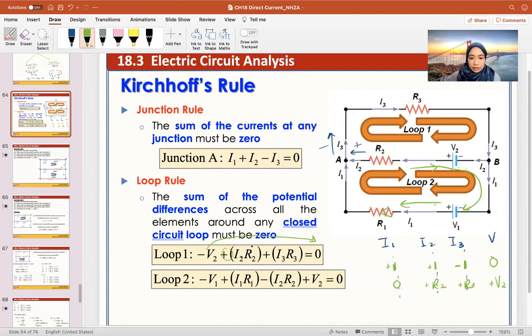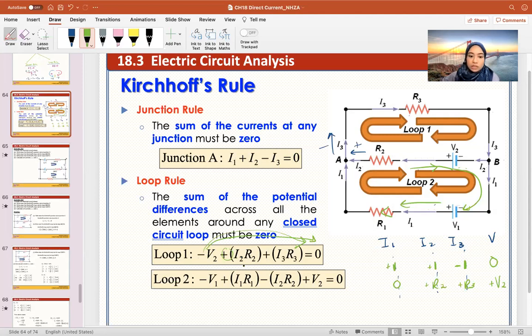Okay. I know I told you to equate your equations to zero, but to make it into a matrix, your matrix can only fit in I1, I2, and I3. So everything else must go to the other side. So this is not I1, it's not I2, it's not I3, so you need to go to the other side. So V2, you move to the other side.